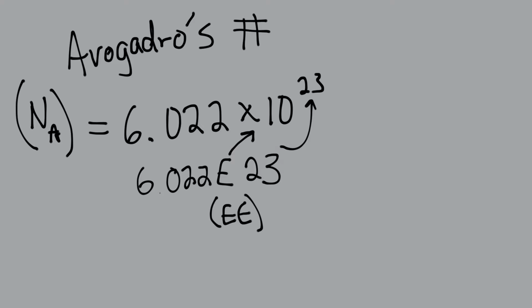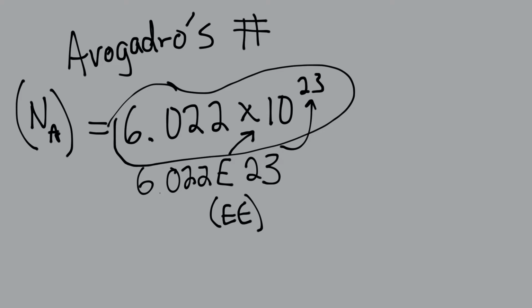So if I had exactly 1 mole of anything in the world, say 1 mole of pennies, I would have basically this number of pennies. So 1 mole equals that number. If I had 1 mole of cookies, 1 mole equals 6.022 times 10 to the 23rd.